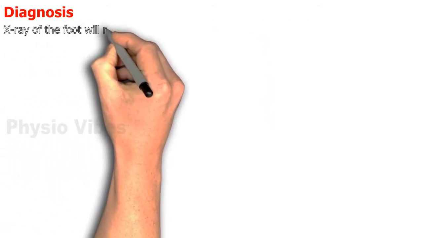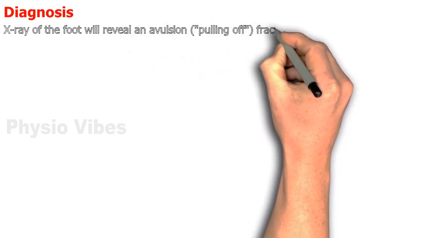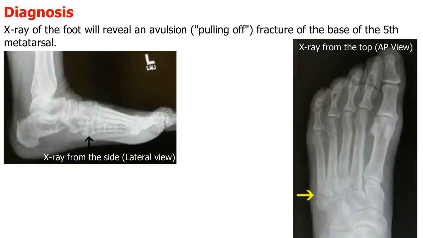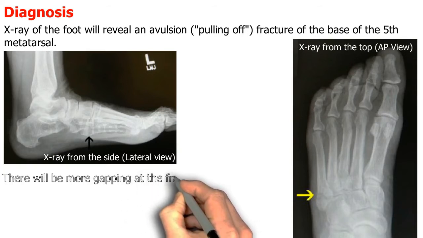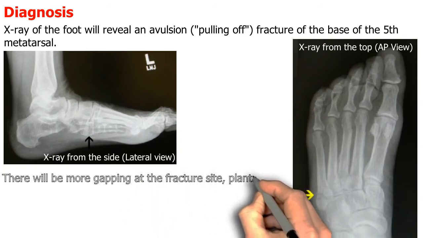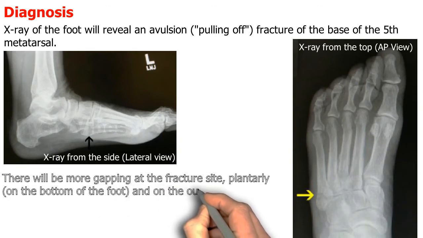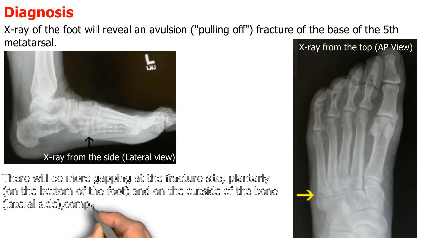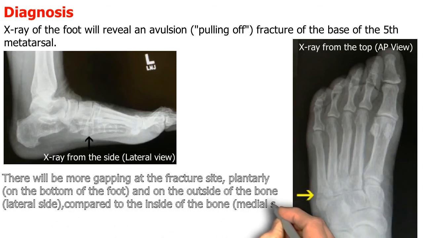Diagnosis. X-ray of the foot will reveal an avulsion, a pulling off, fracture of the base of the fifth metatarsal. There will be more gapping at the fracture site plantarly, on the bottom of the foot, and on the outside of the bone, the lateral side, compared to the inside of the bone, the medial side.